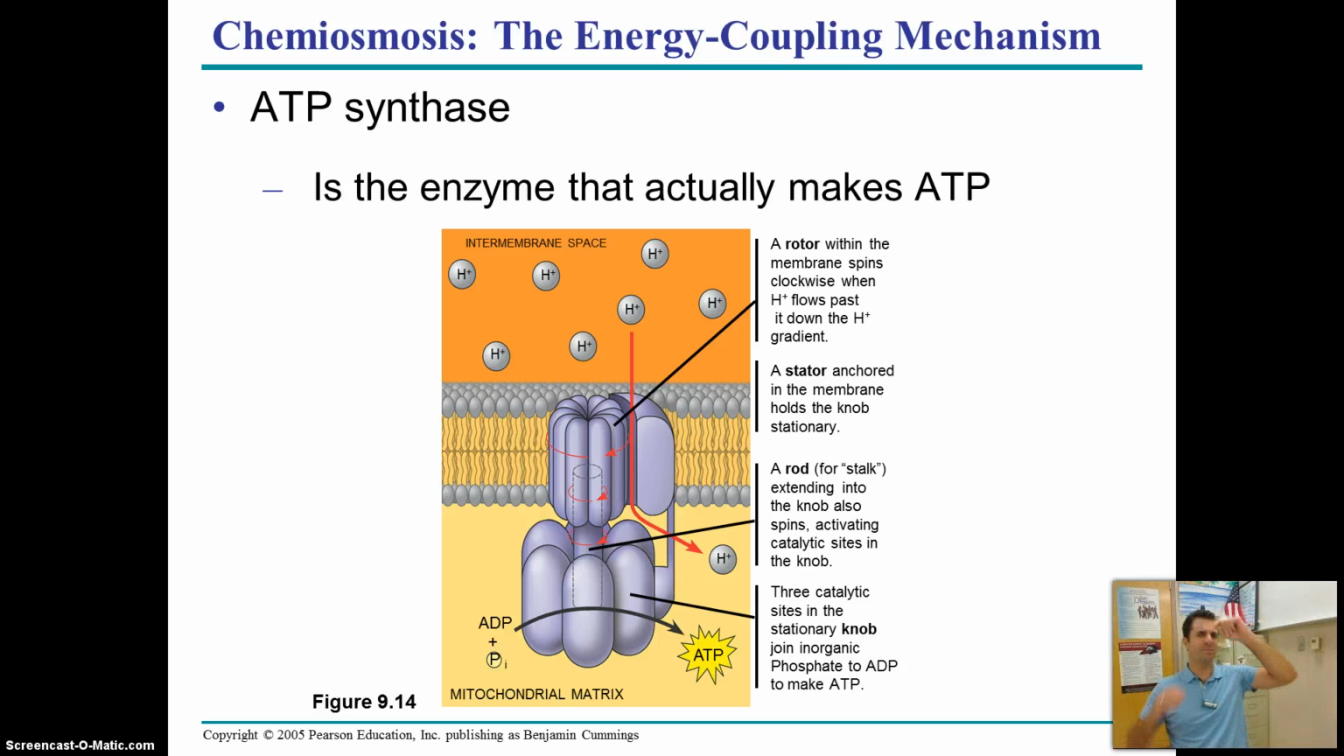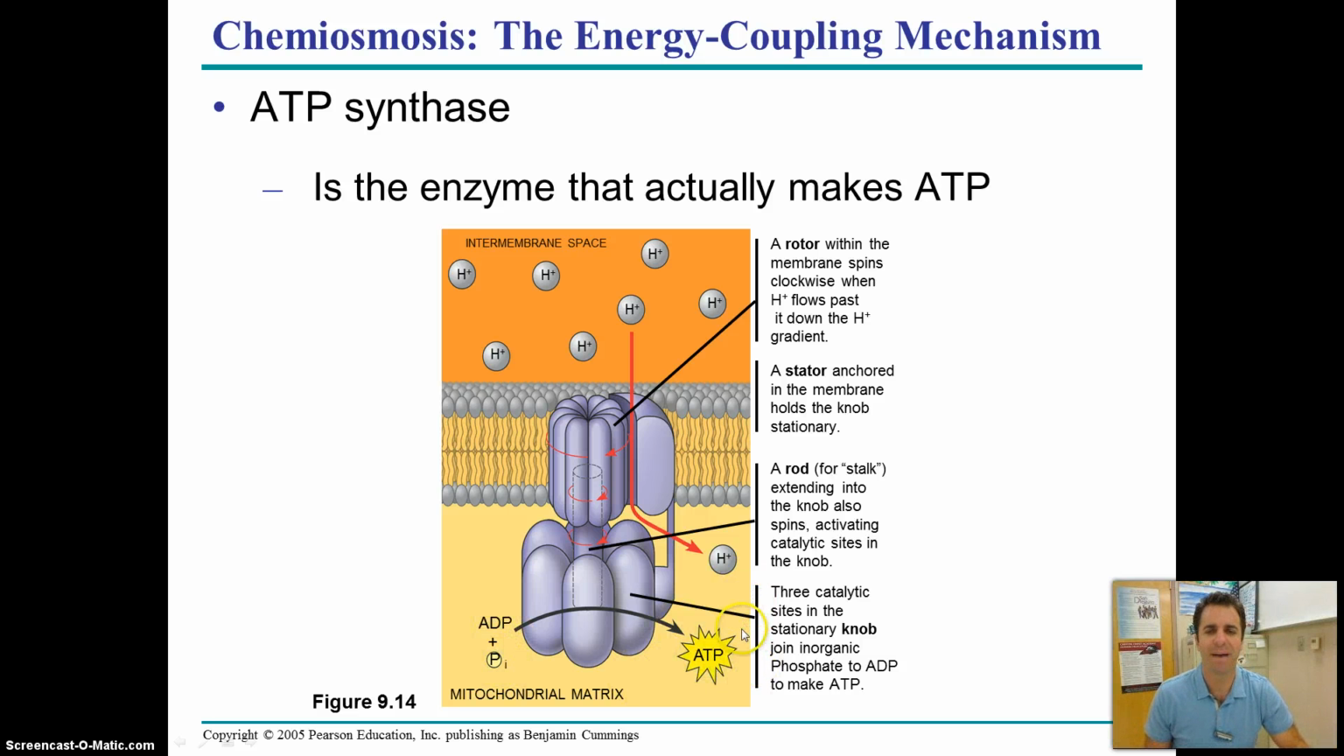It looks like one of those baseball caps with the little spinny hat, the little spinny propeller on it, but it's upside down, of course. And imagine these molecules going through the hat, and every time they go through the hat, they make the propeller spin. And as the propeller spins, that energy is added to the anabolic reaction forming ATP. So ADP plus an inorganic phosphate makes ATP.